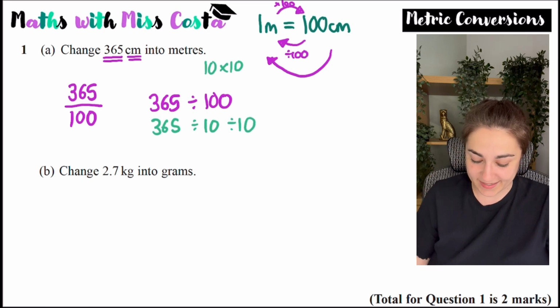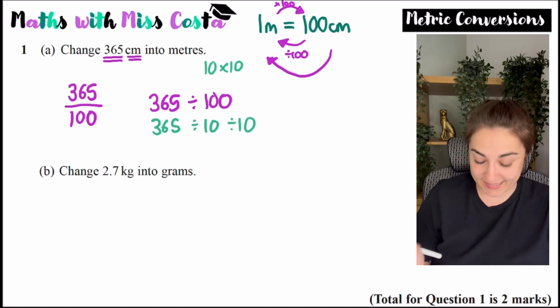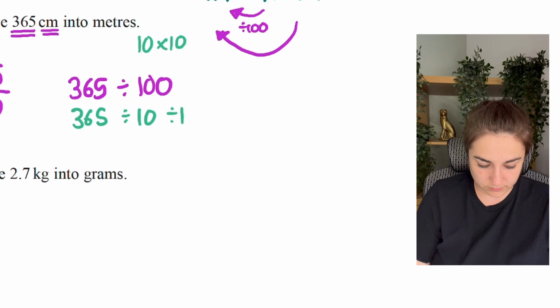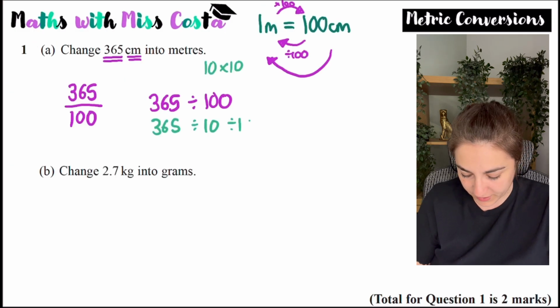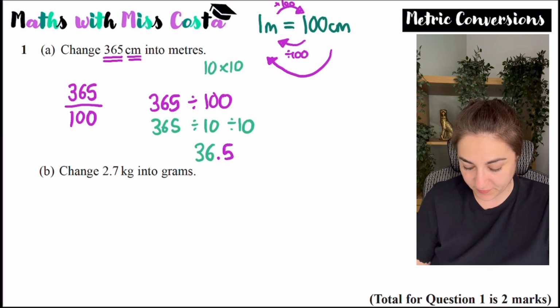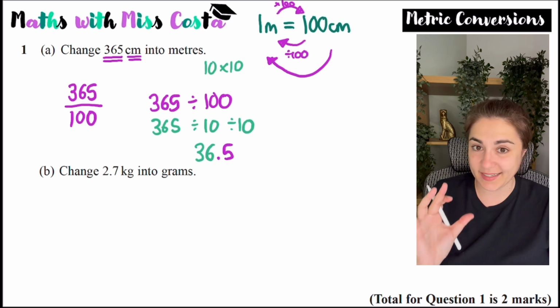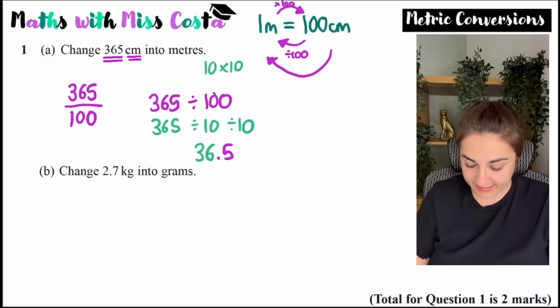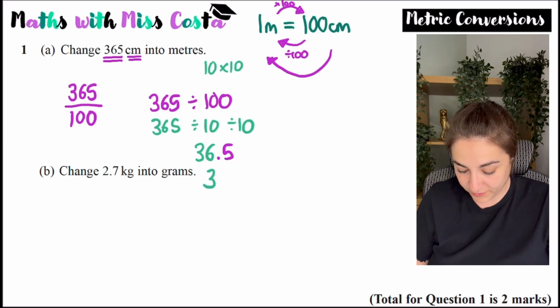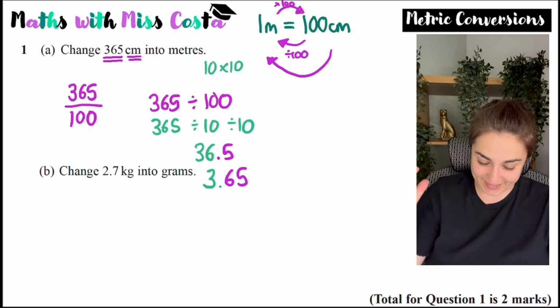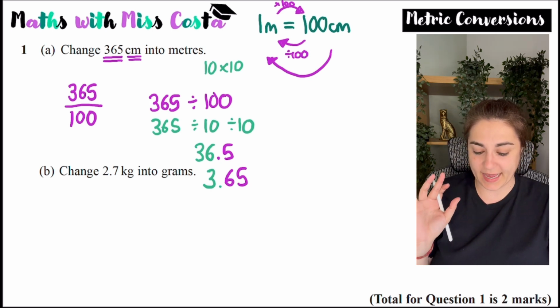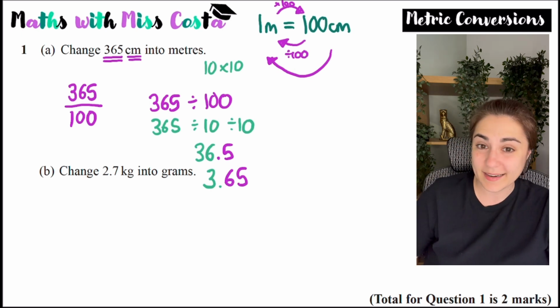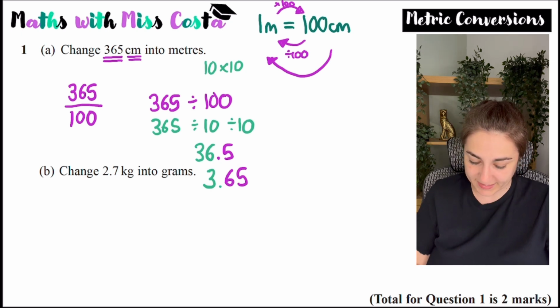So dividing by 10, if my number is a full number with no zeros in it, then I would just put 1 decimal point in. I'm dividing by 10, so I'm making it a tenth of the size. So 365 divided by 10 would be 36.5. But if I then divided by 100, I'm moving everything, so that would become 3.65. The best way to think about it is that 300 divided by 100 would be 3, so therefore you know that 365 would be 3 point something. So that would be centimeters into meters.